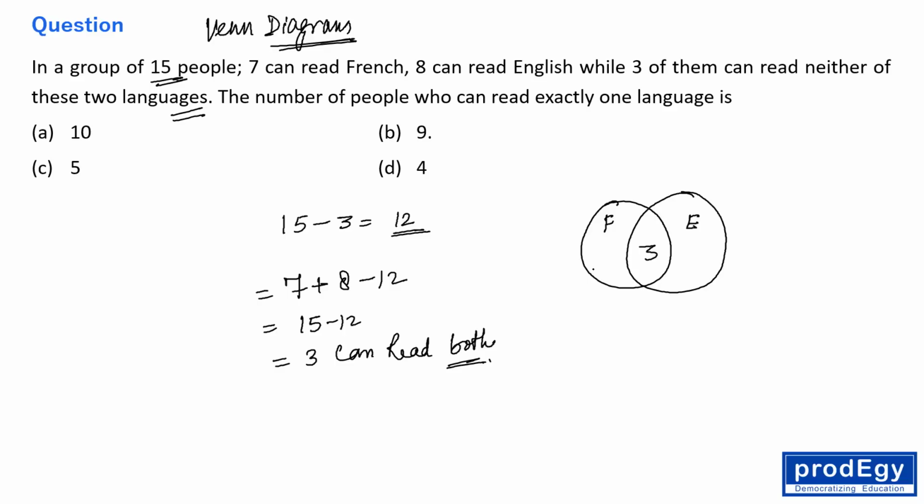Now in French we have total 7. So 3 is already there. So we are left with 4. In English we have total 8, so 3 is already there, so we have 5, right? So 4 people can read only French and 5 people can read only English. Fine. So how many people can read only one language? So 4 plus 5 total is 9. 9 people can read exactly one of the two languages. Fine. So the answer is 9. Fine everyone. So this question belongs to Venn diagram, a very simple question. Alright. Now let's move to other one.